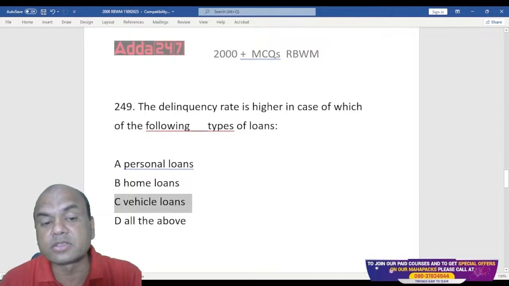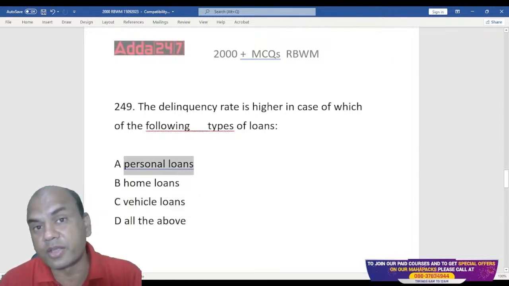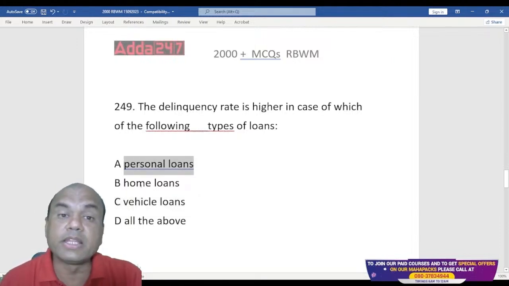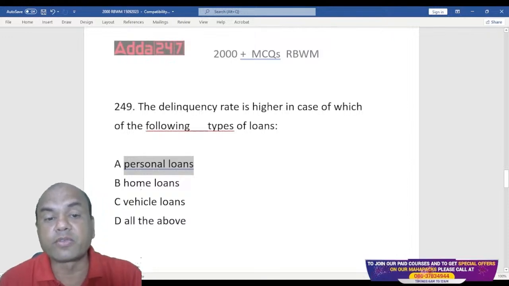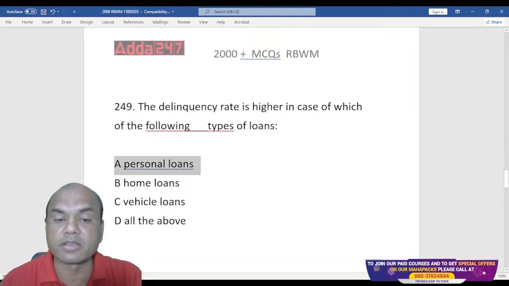But in personal loans, there is no security. So the borrower will be least afraid. So therefore, the delinquency rate or the failure rate of the personal loans is much, much higher.